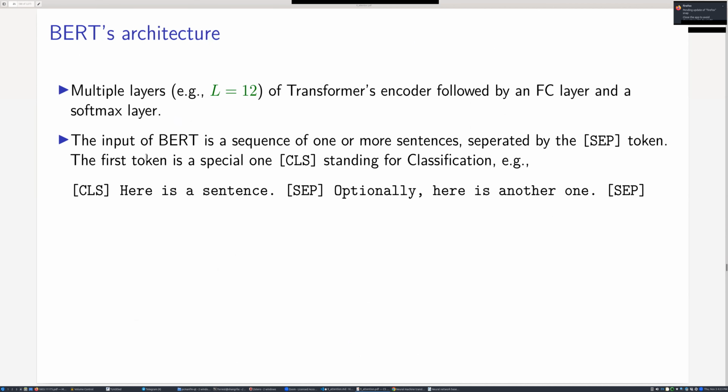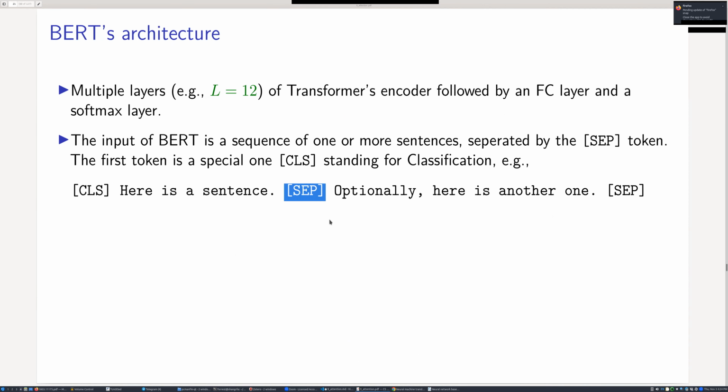All right, and BERT does something really interesting: it introduces some special tokens. It has a special token here called CLS. CLS stands for classification, and we will see why this can be useful later. And then you have the sentence. At the end of the sentence, you use this special token SEP, standing for separation or separator, to denote it.